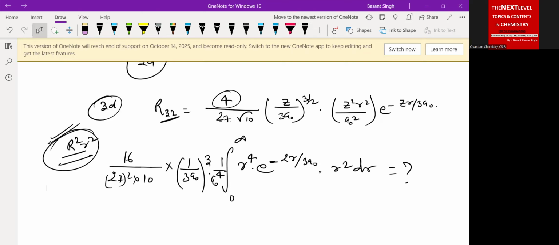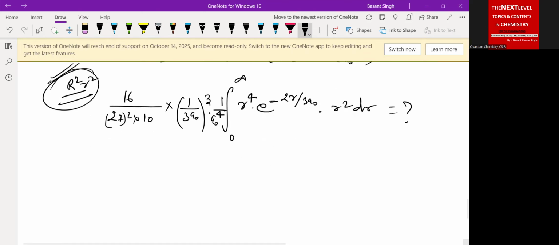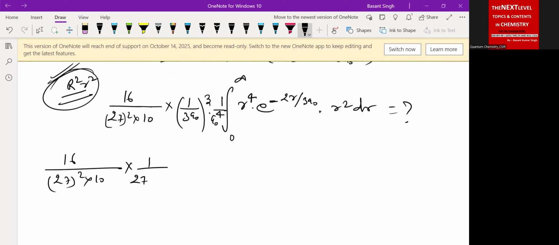Let us see what happened. Then this calculation: 16 by 27 square 10 into 1 by 27 and a naught to the power 3 and a naught to the power 4, so a naught to the power 7 here, and r to the power 6 and e to the power minus 2r by 3a naught dr, 0 to infinity.